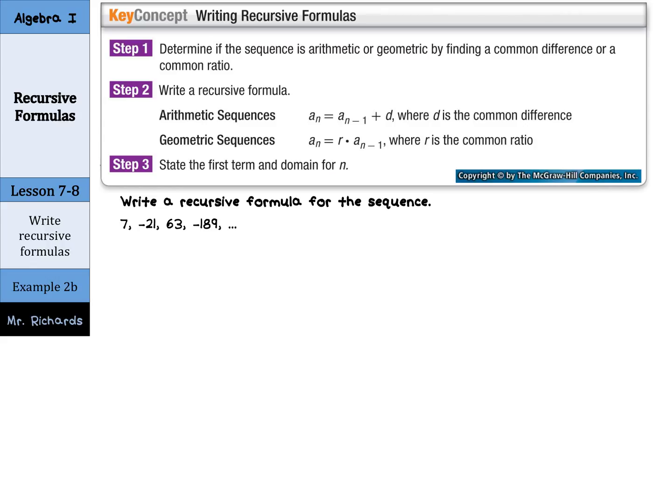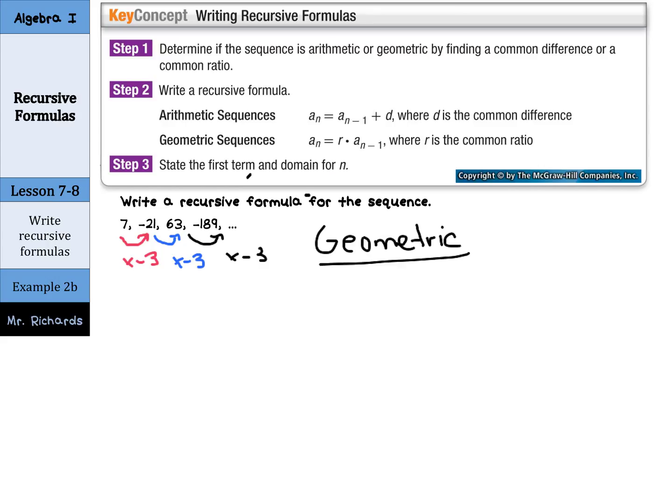And if we look from 7 to negative 21, how can I do that? Well, you can multiply by negative 3. From negative 21 to 63, I again can multiply by negative 3. And from 63 to negative 189, I'm again multiplying by negative 3. So this is an example of a geometric sequence, which means we're going to be looking right here for our formula.